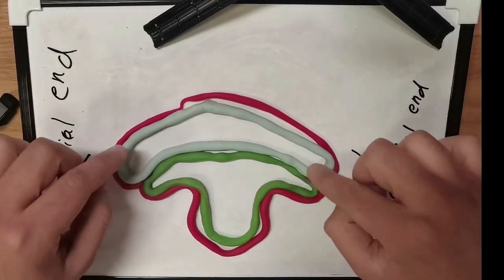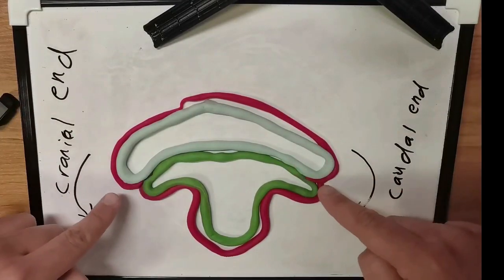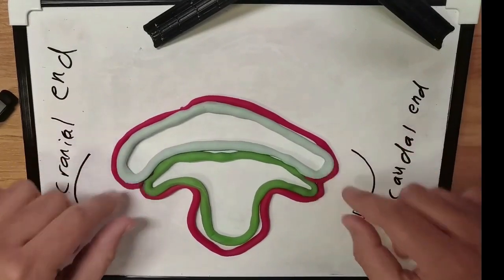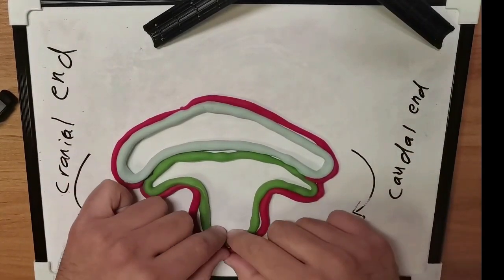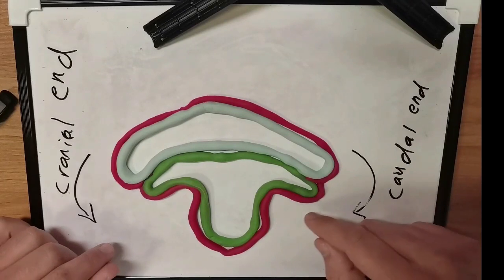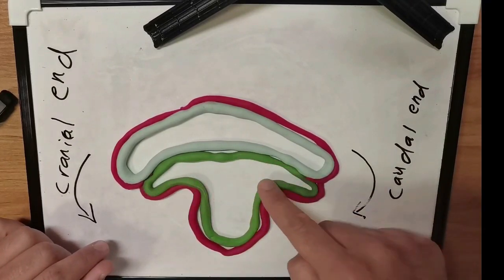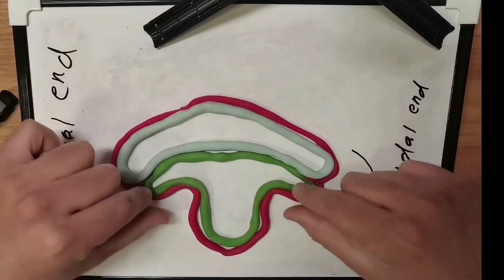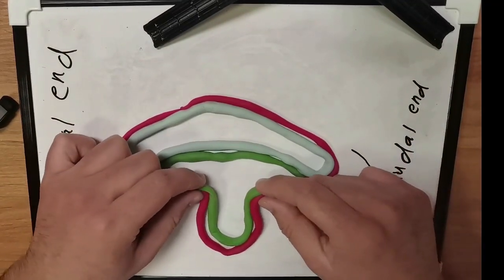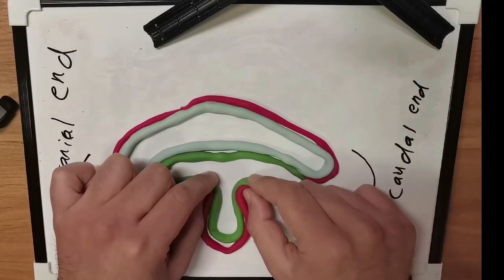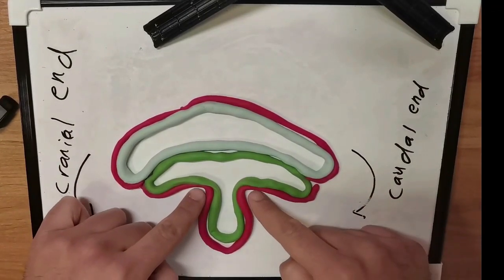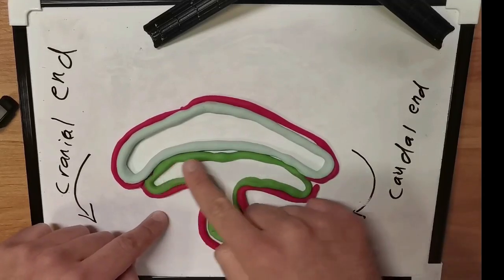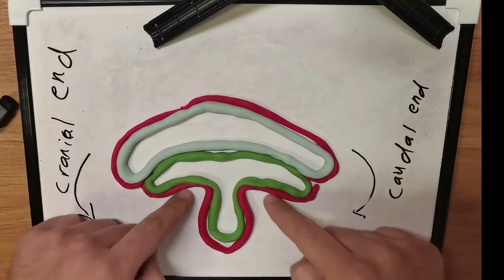Okay, so now the embryo has folded in a cranio-caudal direction. So this is our endoderm, and notice how the endoderm actually incorporated part of the yolk sac. It incorporated the yolk sac while it is folding, forming our gut tube. So this part here is the gut tube, all of this.